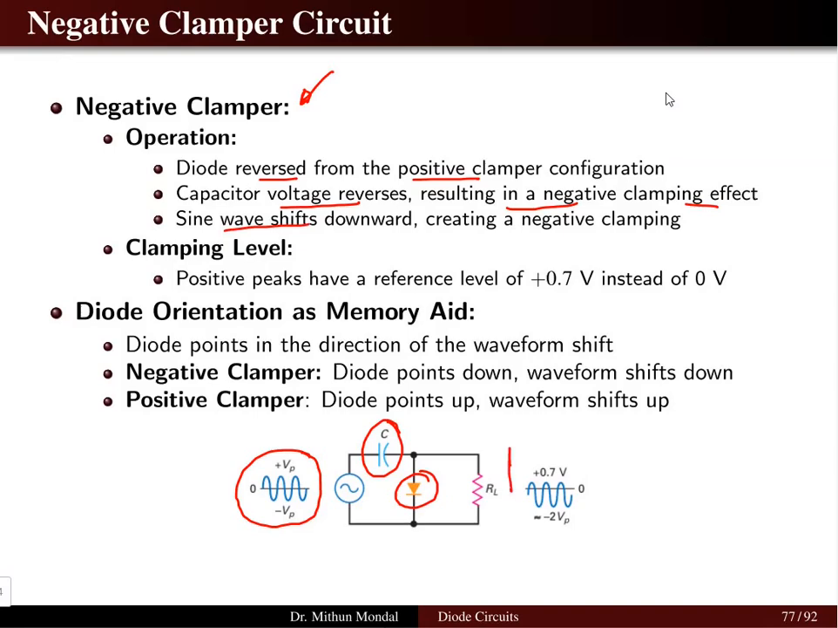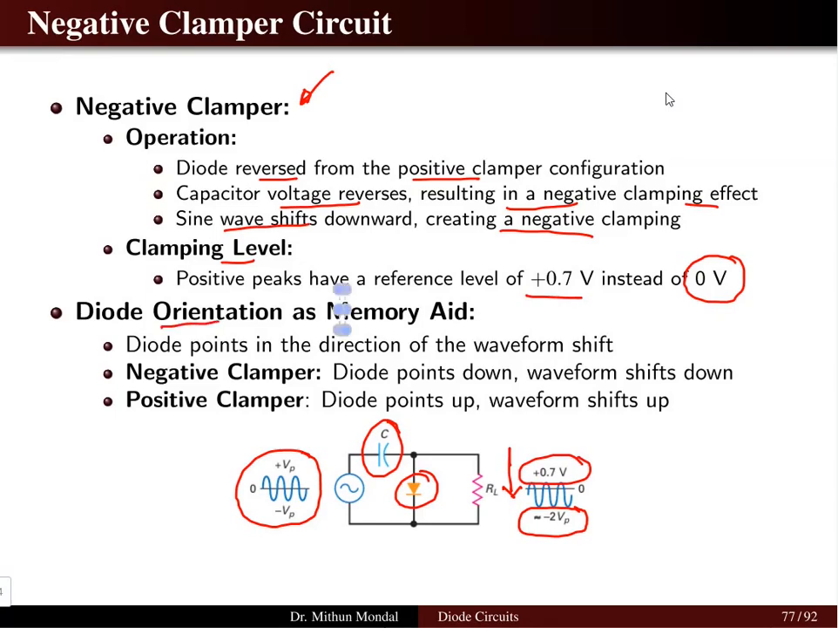So the net output that we get at the output of the load resistor will be shifted downward, and the maximum amplitude will now be twice the maximum amplitude in the negative direction. So it is minus 2 Vp. It will create a negative clamping, and the clamping level again in ideal conditions should be 0 volt. But due to the forward voltage drop, the reference level will have plus 0.7 volt in the positive half cycle.